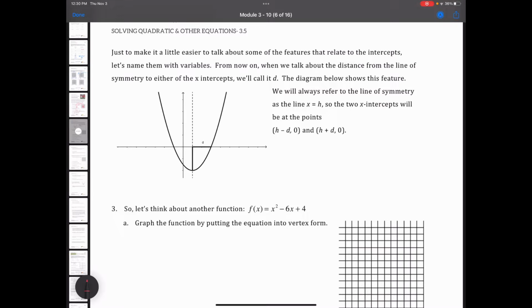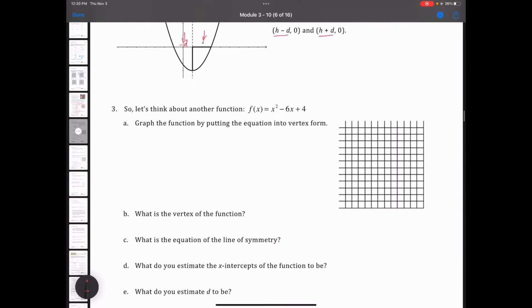Now, we call that d, and the diagram below shows that feature. We'll always refer to the line of symmetry as x equals h, so the two x-intercepts will be at the points h plus d and h minus d. Okay, so if h is the axis of symmetry, then the intercepts are h plus d, and over here would be h minus d, because it is d distance, all right?